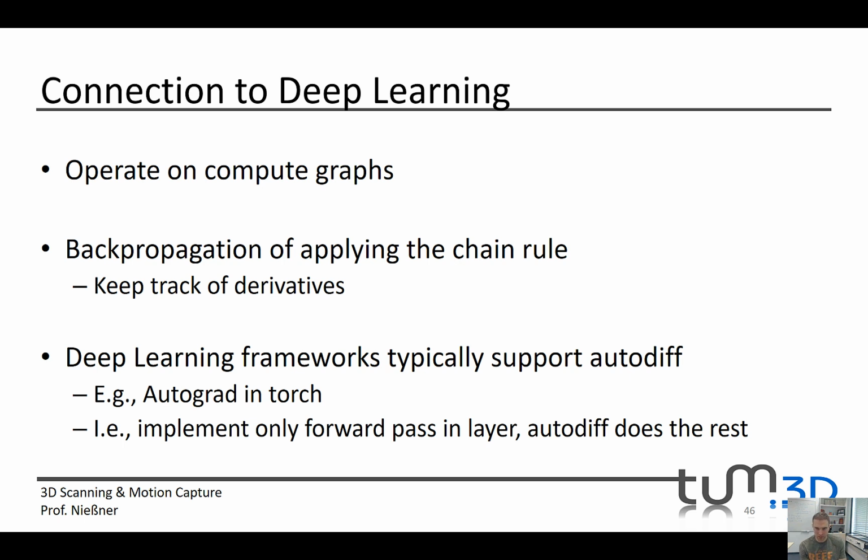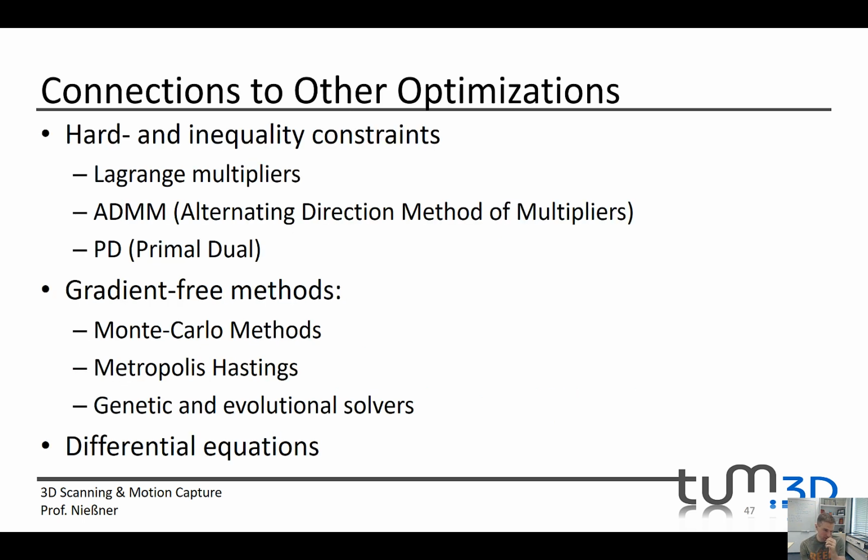A few other things, connections to other optimization methods. There are hard and inequality constraints that are very powerful. Lagrange multipliers are often used there. ADMM, alternating direction method of multipliers. Primal-dual methods are being used. These hard and inequality constraints are not something we talked about at all right now.